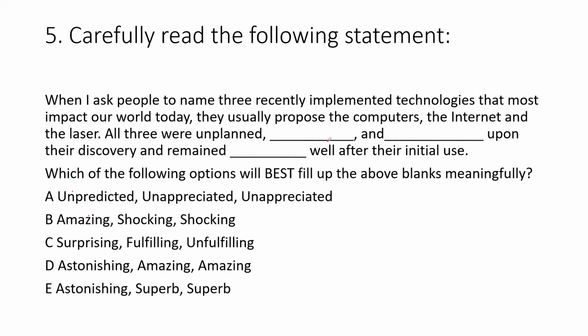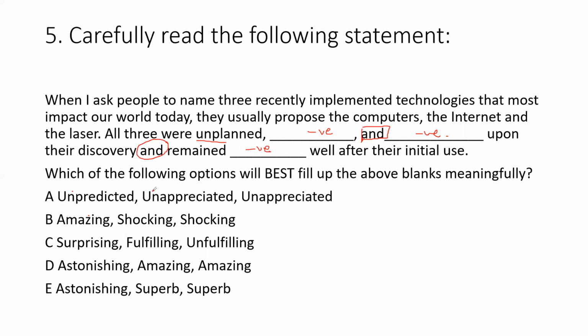All 3 were unplanned dash and dash. For sure, I know one thing, if there is an 'and', I need synonyms of unplanned. If not synonyms, but if unplanned is a negative word, I'm looking for 2 more negative words here, right? And it says unplanned dash and dash upon their discovery and remain dash well after their initial use. Since there is an 'and', the idea doesn't change. The idea remains the same on the same line. So we are looking for a negative word here. I'm looking for 3 words which are negative.